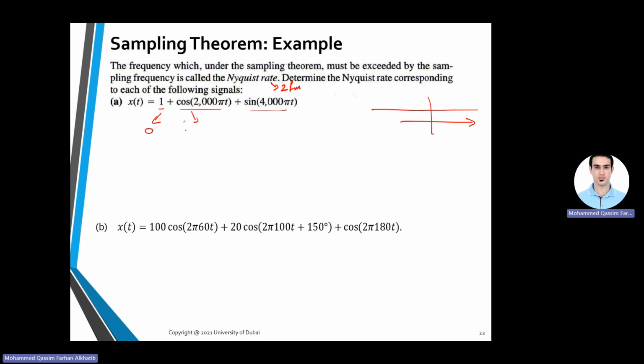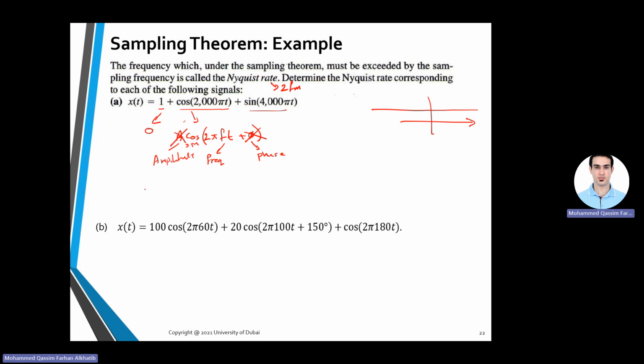This one here, we'll talk about sinusoidals in detail later. Generally, a sinusoidal is A cosine or sine of 2 pi f t plus phi. A is the amplitude, f is the frequency, phi is the phase. So let me write them: frequency, and here's amplitude. For this one, I want to look at the frequency, so I ignore anything related to the phase and the amplitude. I just look at the frequency.